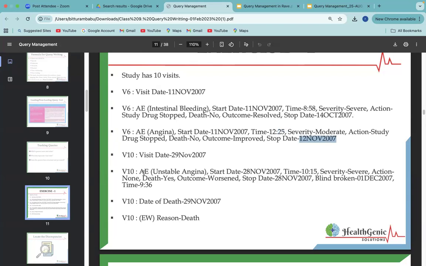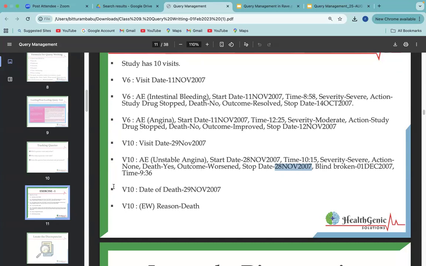Again, here unstable angina, start date is 28th November, severity severe, action none, death: patient has died. Outcome is worsened, stop date is 28th November. So if you see here, they mention the outcome is worsened.